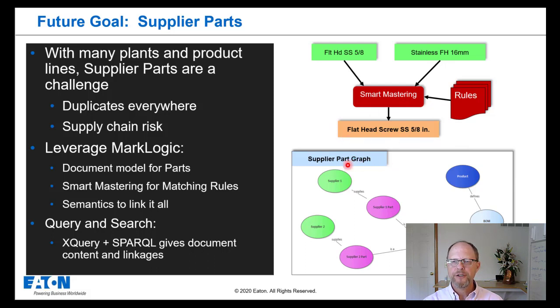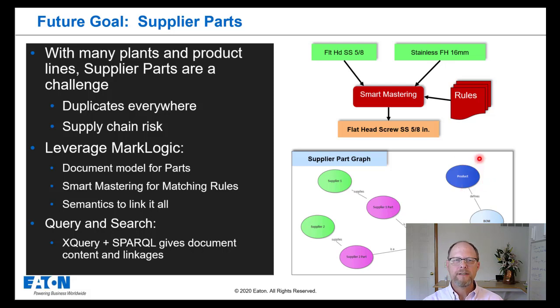Then we would take that information and put it into a supplier part graph. Down here you can see that we've got supplier part 1, supplier part 2. That references an Eaton supplier part. And then we've got the suppliers involved. We may even be able to link this to a bill of material, the engineering bill of material or the manufacturing bill of material, depending on which one. And that ties to a product.